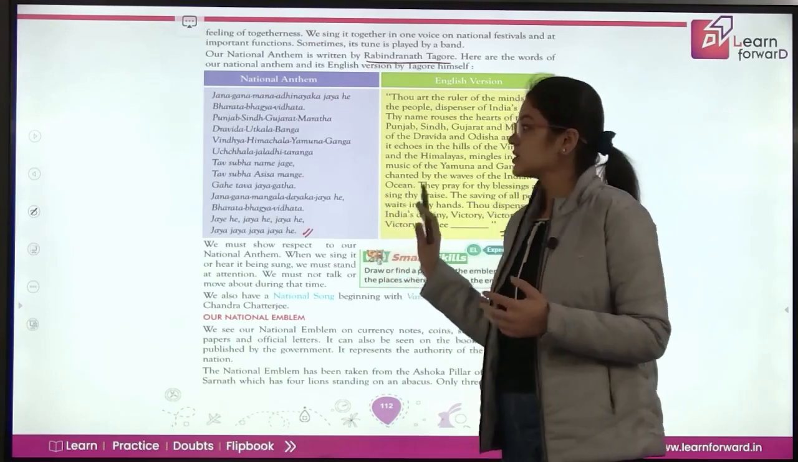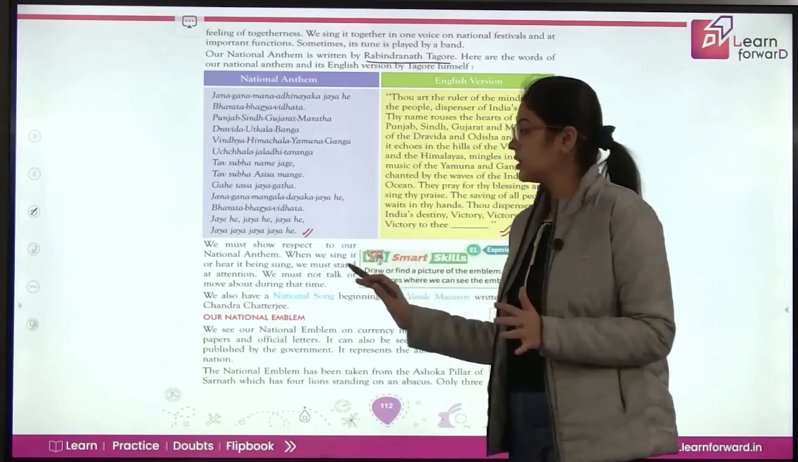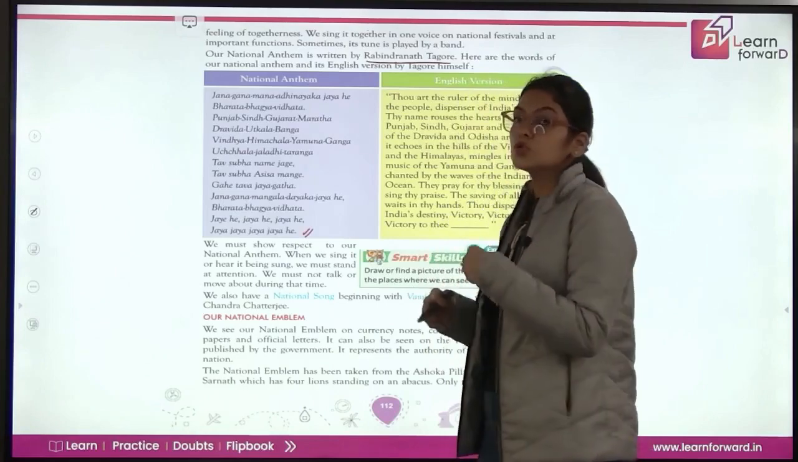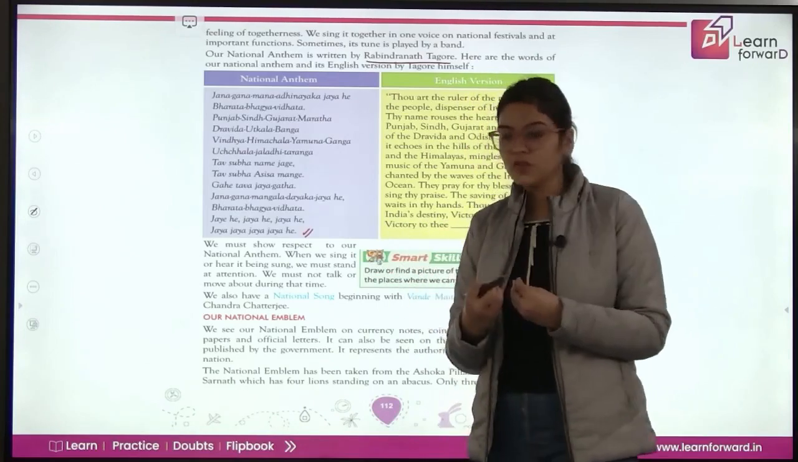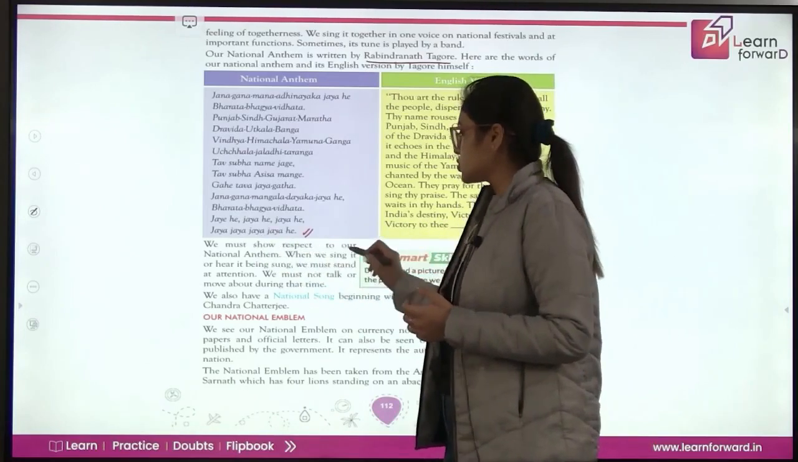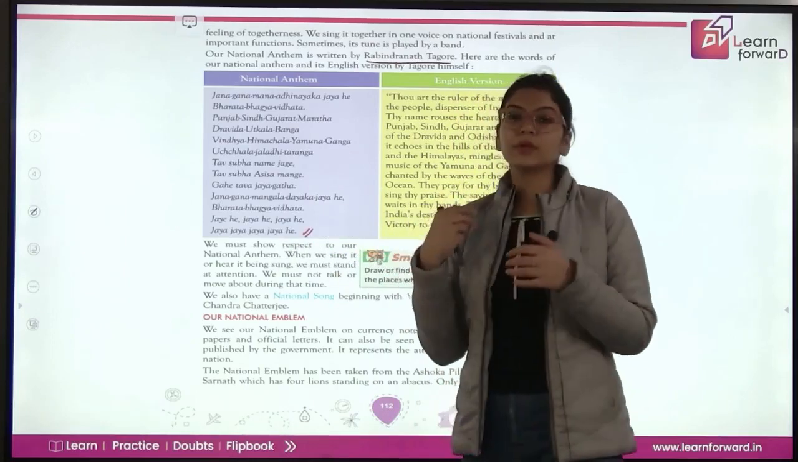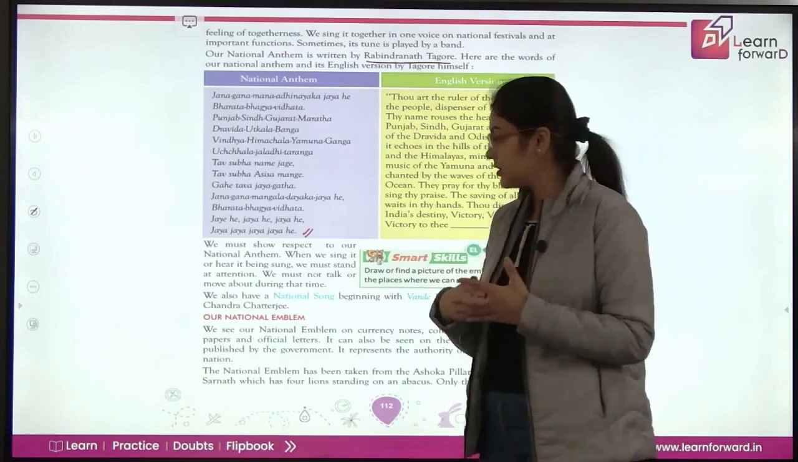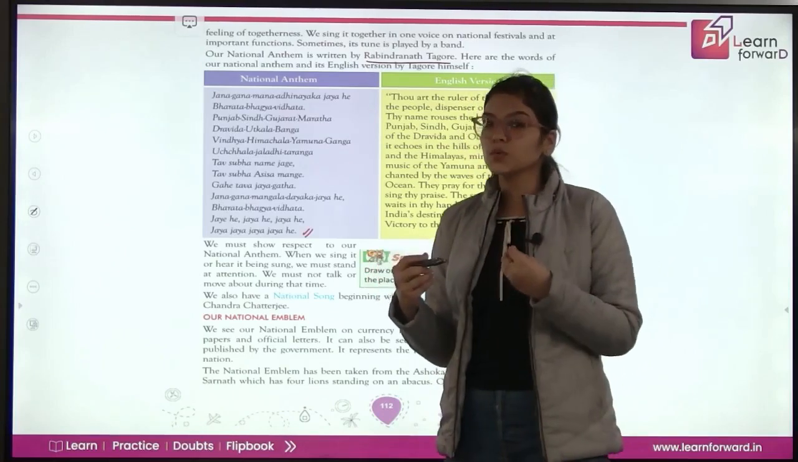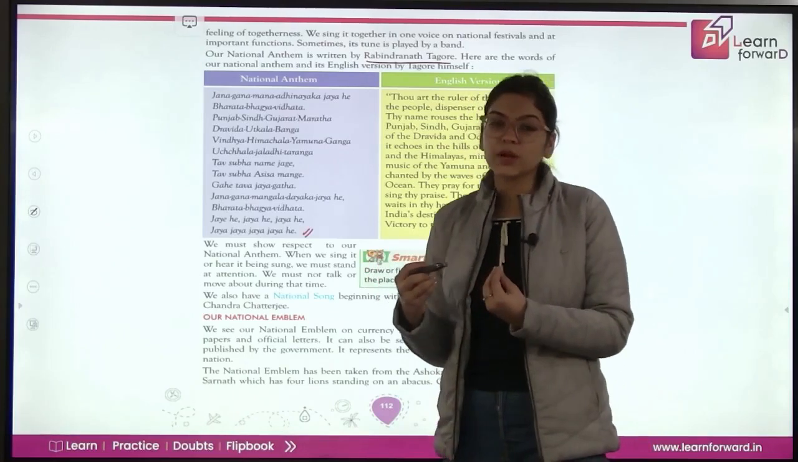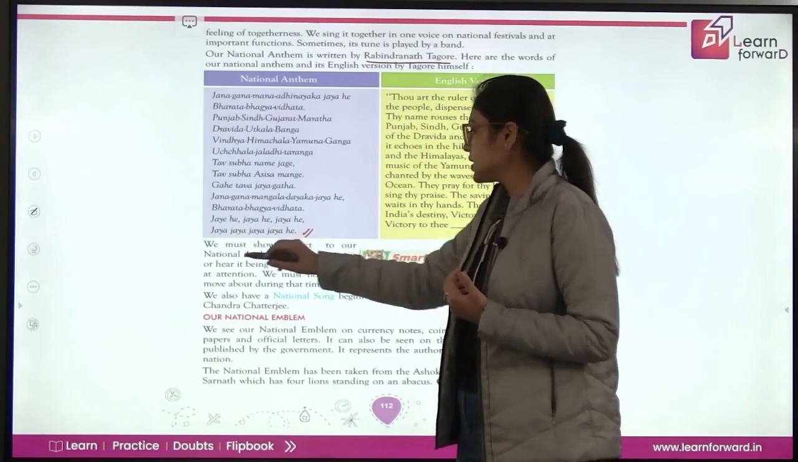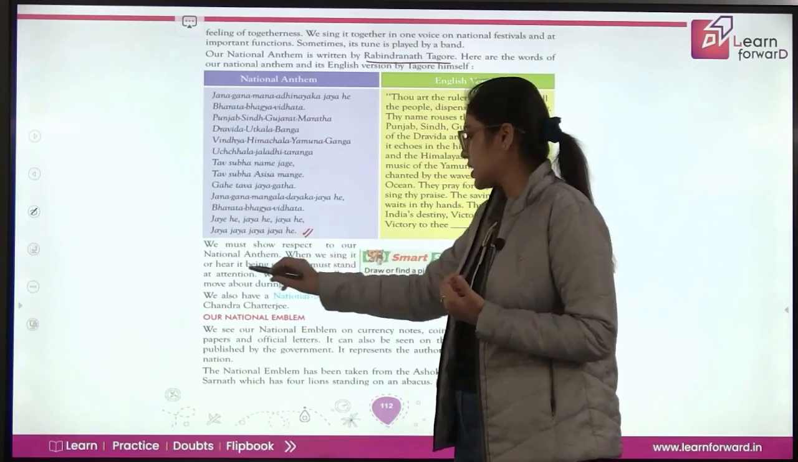So this is the English version of our national anthem. You can give it a read. You can also watch a YouTube video if you want to understand it word by word. Now we must show respect to our national anthem. जैसे हमें अपने सारे national symbols के लिए respect show करनी चाहिए, we should also do the same with the anthem. You might have seen in the movie theater when the national anthem is played, everyone stands up and sings along. When we sing it or hear it being sung, we must stand at attention.